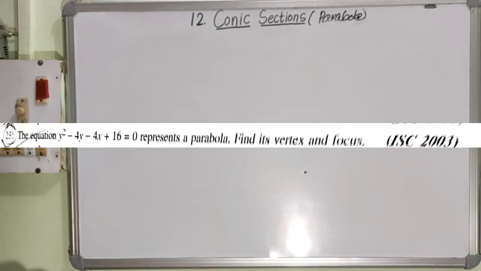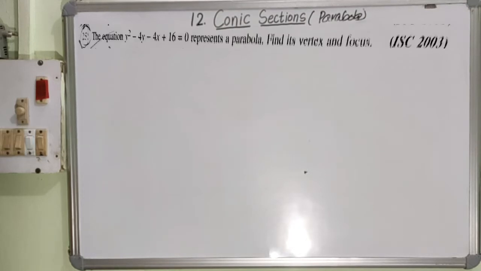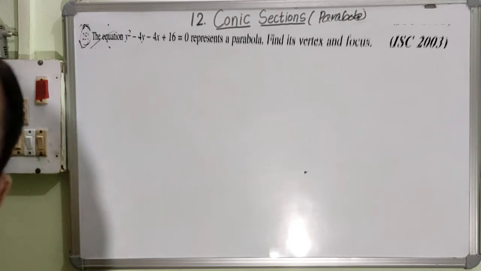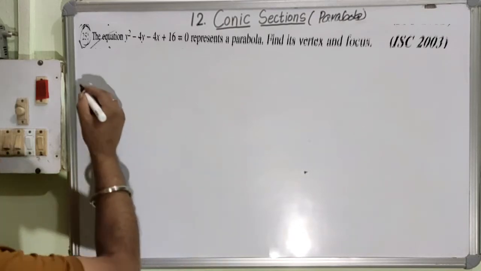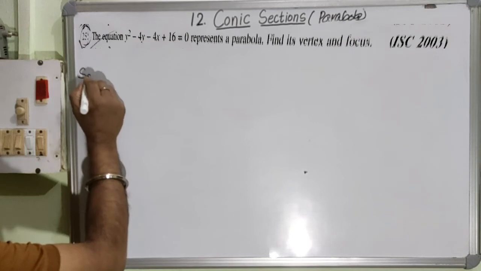Question number 25 is the equation y square minus 4y minus 4x plus 16 is equal to 0 represents a parabola. Find its vertex and the focus. So again, here we are given our equation of parabola in the general form, and we have to find the coordinate of the vertex and the focus. Is it okay? So let us see. Again, same type question. Solution.